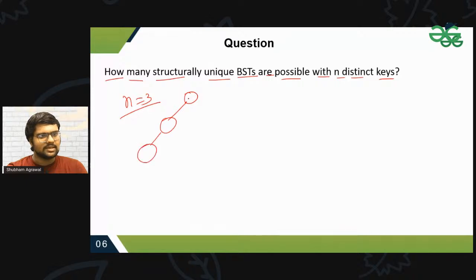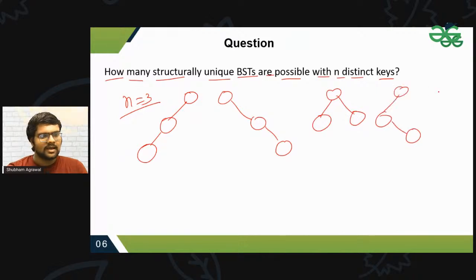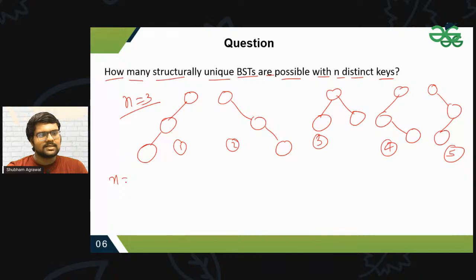Then this is a structurally unique BST. We can have this also. We can have this type of BST also with 3 nodes, and this type of BST also with 3 nodes, or we can have this. So there are 1, 2, 3, 4, and 5 unique BSTs possible with n equal to 3. So for n equal to 3, the number of BSTs is 5.